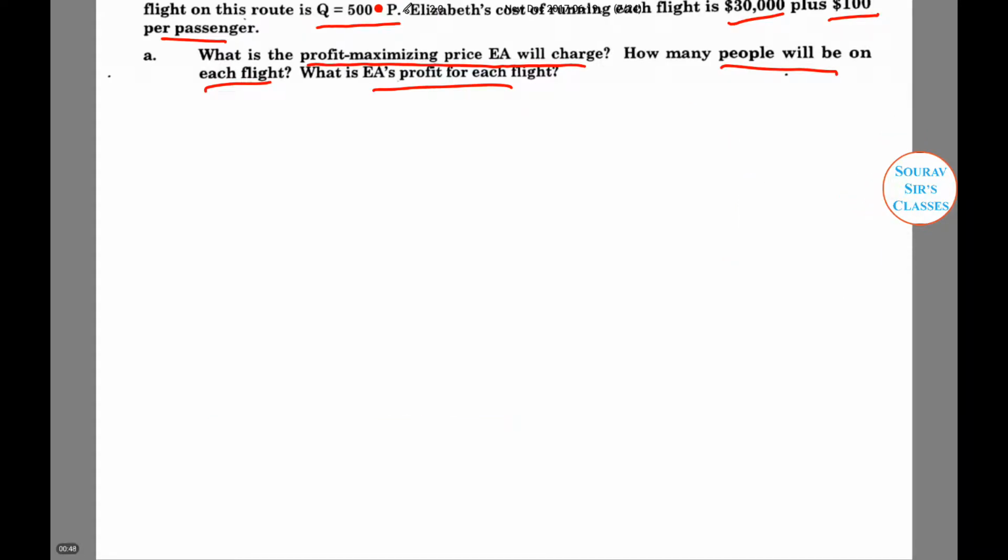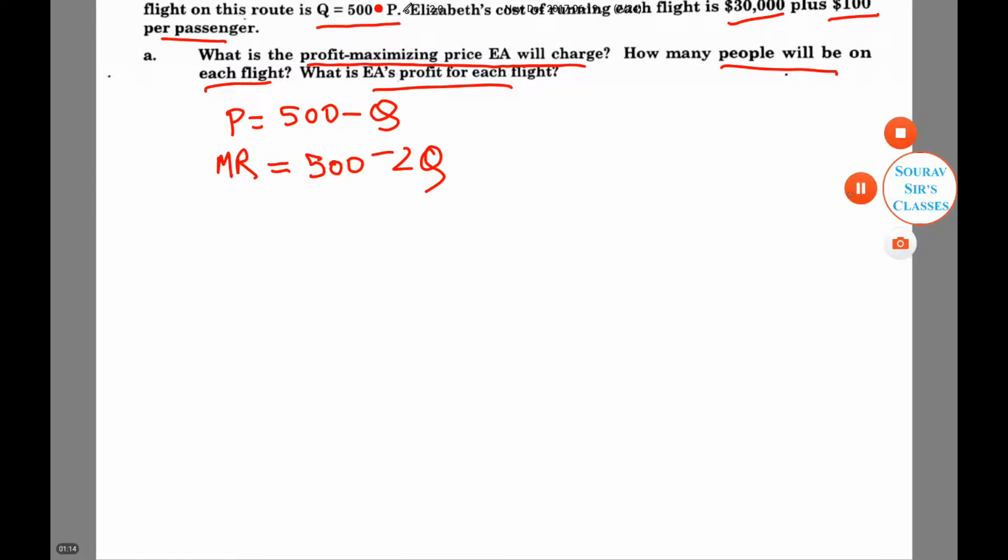In order to find the profit maximizing price that EA will charge, we first need to find the demand curve in inverse form, that is P equals 500 minus Q. We know that the marginal revenue curve for a linear demand curve will have twice the slope, that is marginal revenue equals 500 minus 2Q. Since the cost incurred by the airline for one more passenger is $100, marginal cost is 100.